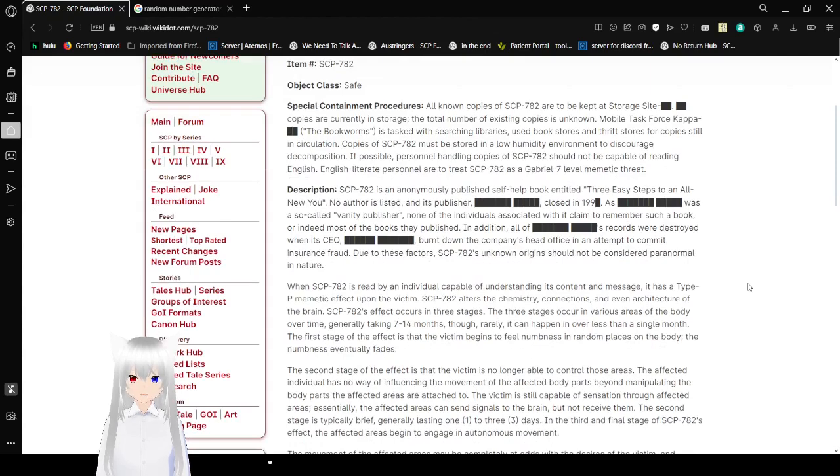If possible, personnel handling copies of SCP-782 should not be capable of reading English. So anyone who was not able to get into the Marines, this is a job for you. English illiterate personnel are to treat SCP-782 as a grave Level 07 memetic threat.